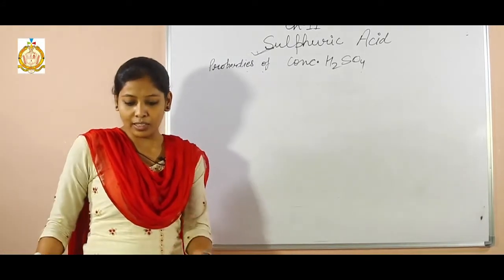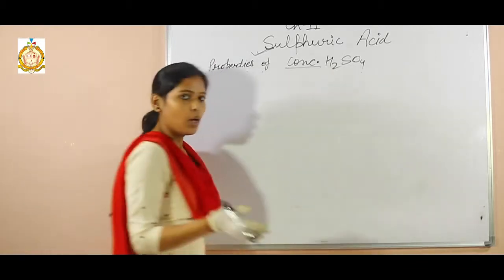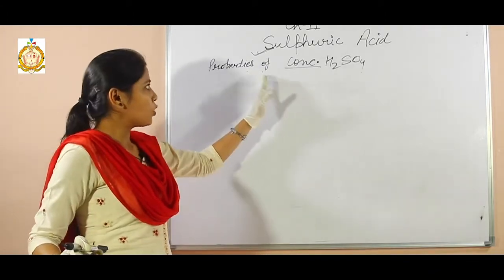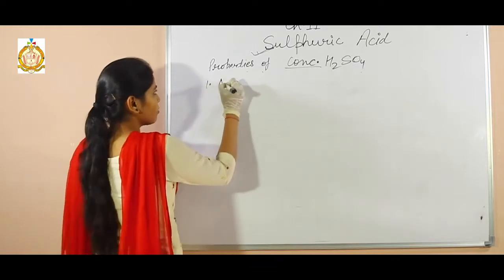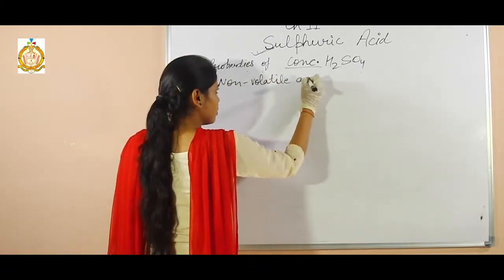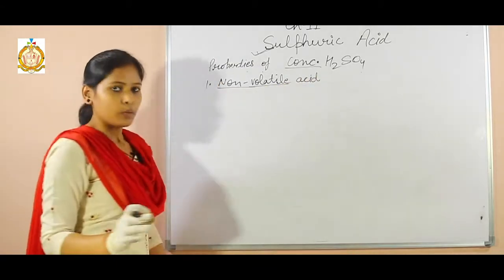So let's begin the next topic, properties of concentrated sulfuric acid. Before, we have done properties of dilute sulfuric acid, so now we will start concentrated sulfuric acid. First property is non-volatile acid. What is the meaning of non-volatile and volatile?